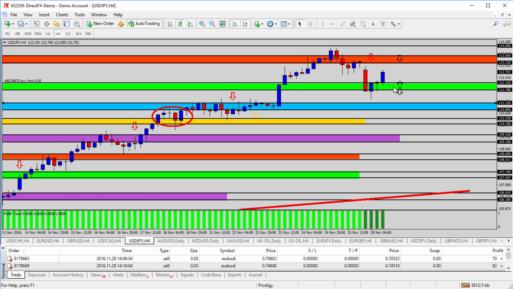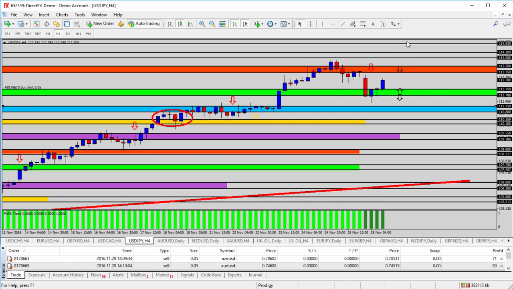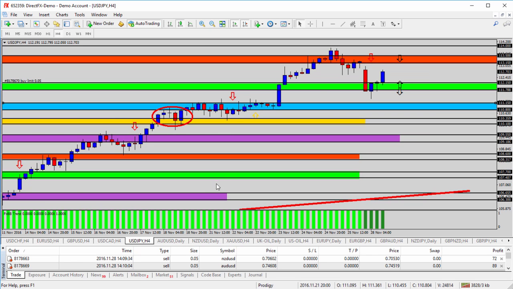If you're going to buy it, that's where you want to buy it. You don't want to buy it under the orange zone. If you're looking to go short, now the orange zone becomes an opportunity because we've already found resistance there before. That could be an opportunity to go short. Just be cautious because you are fighting the trend if you decide to go short on the US yen.